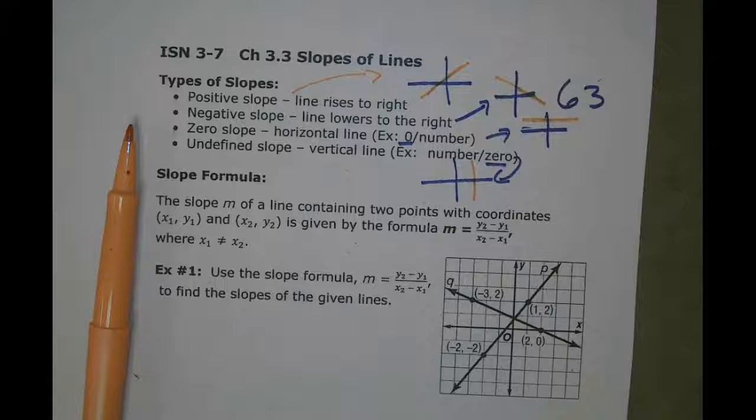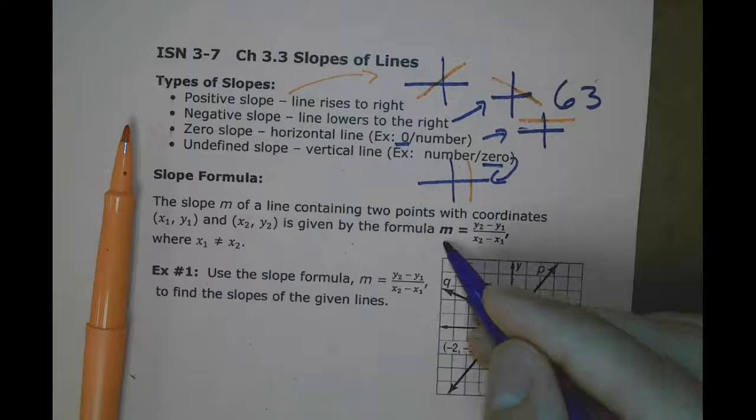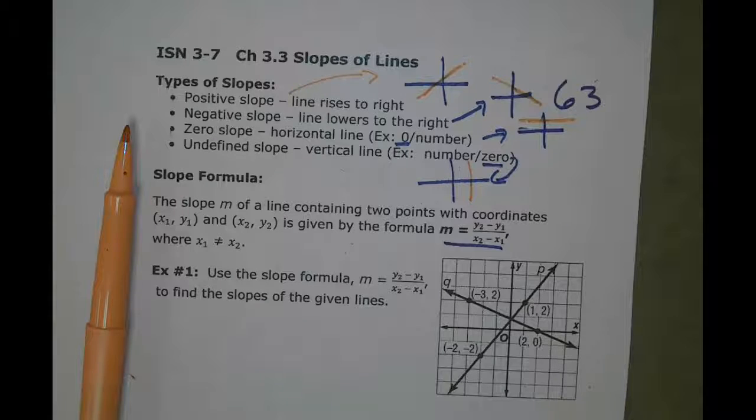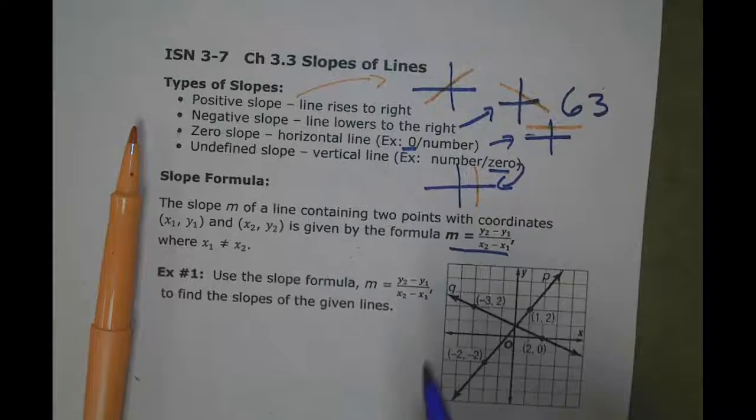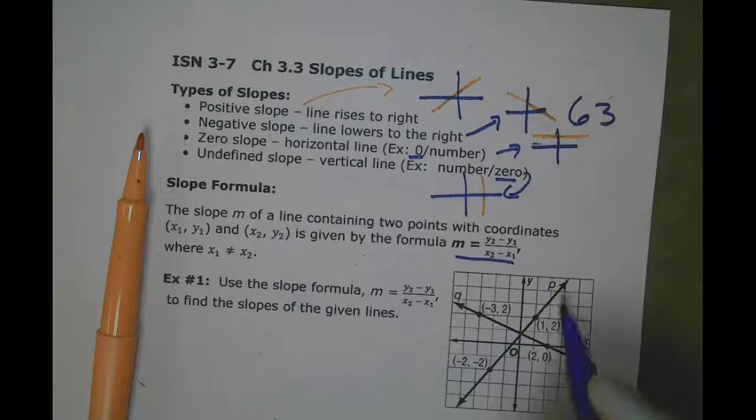Okay, let's review how we find the slopes. It's going to be rise over run, or y2 minus y1 over x2 minus x1. So that's the formula. We want to find the slope of q and the slope of p. I'm going to split this down the middle so we have two places to work, and we're going to first focus on q.